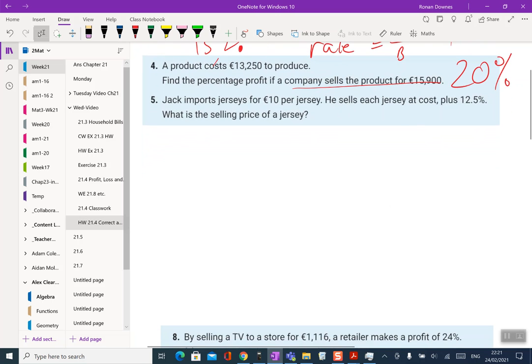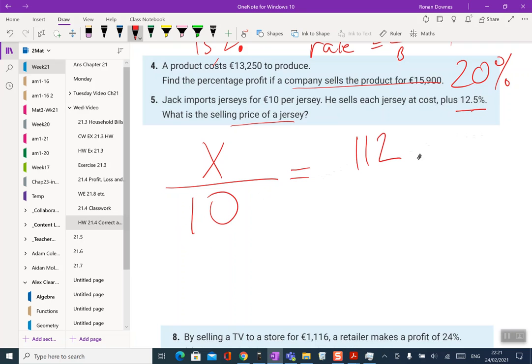Jack imports jerseys for €10 per jersey. He sells each jersey for 12.50% more. We'll do this as a ratio. What is his selling price? Okay, so let's put the high price, which we don't know, over the buying price, which is 10, equal to the high percentage, which we know, 112.5, over the low percentage, which we know because it's 100%.